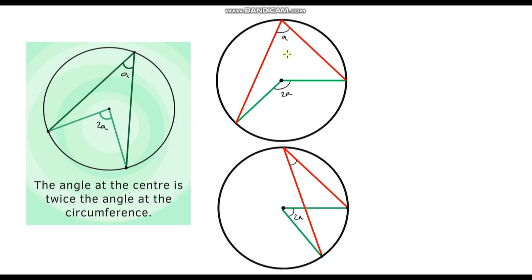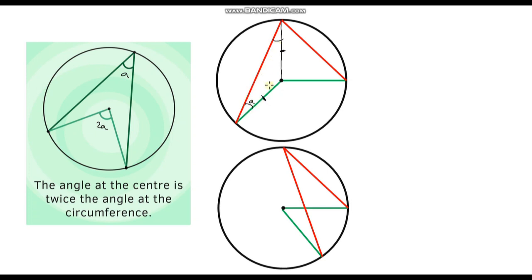So I'm going to try and prove that the angle at the center is always twice the size of the angle at the circumference. So just like before, if we draw in some radii, this time I'm going to draw a radius from this point here up to the circumference of my circle. This line is a radius, and this line is a radius, so we can see that this angle and this angle must be the same because they are base angles of an isosceles triangle.